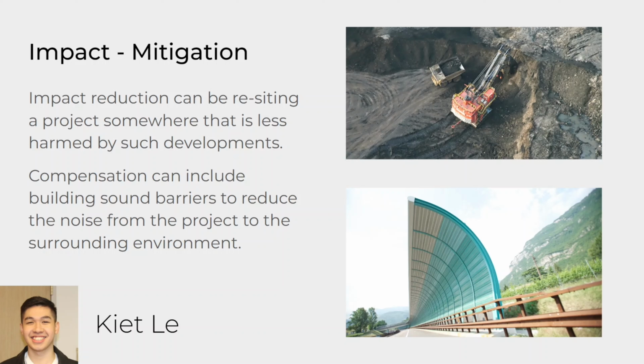But if you cannot do that, for example, you're building a highway and the main concern is noise, you can't really mitigate the actual noise itself. So you have to compensate. So in order to compensate, you build sound barriers that will block the noise from areas that you're trying to protect.